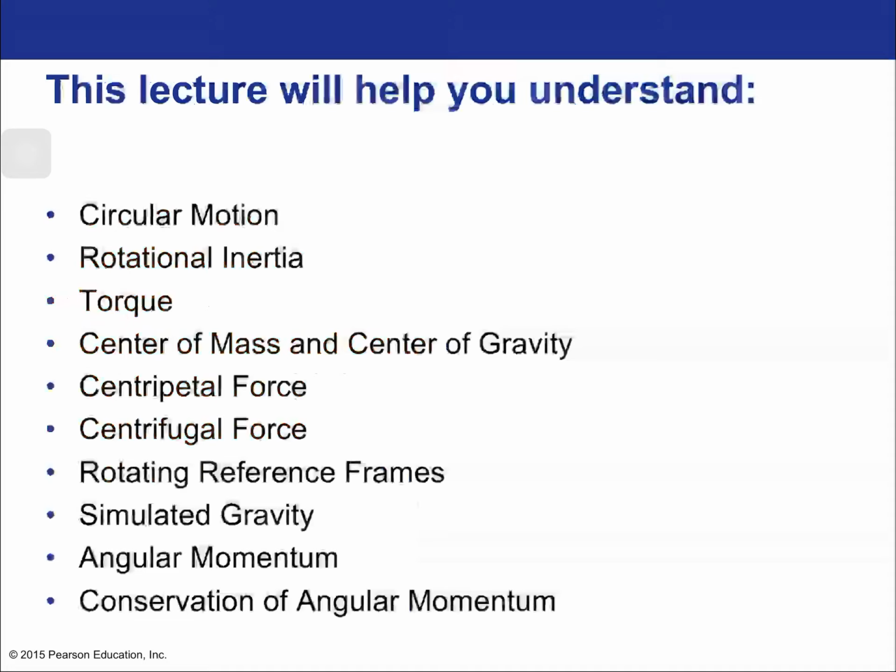So in this chapter, we're going to discuss things moving in circles. That's going to involve circular motion, something called rotational inertia, which is really rotational mass, the concept of torque, which is like rotational force, something called the center of mass and the center of gravity, which are usually interchangeable terms, centripetal force, centrifugal force, what's the difference between the two, a rotating reference frame, simulated gravity, finally angular momentum, and how angular momentum is conserved, just like normal momentum. Okay? All right, well, let's get into it.